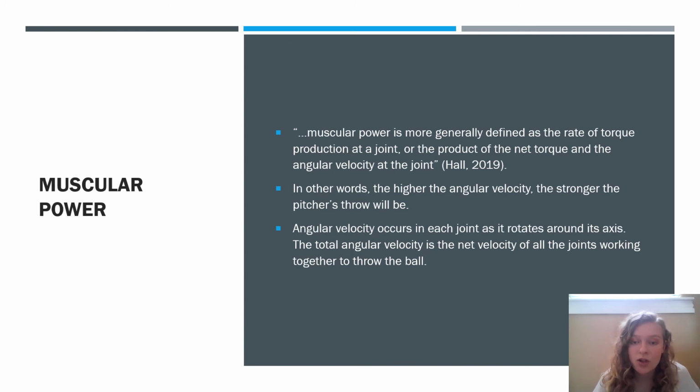And angular velocity occurs in each joint as it rotates around its axis. And the total angular velocity that you're going to get is going to be the net velocity of all the joints working together to throw the ball. So you're going to have your shoulder's angular velocity, your elbow's, your wrist's, and those are all going to add together. You get the net angular velocity, which will be your total angular velocity.